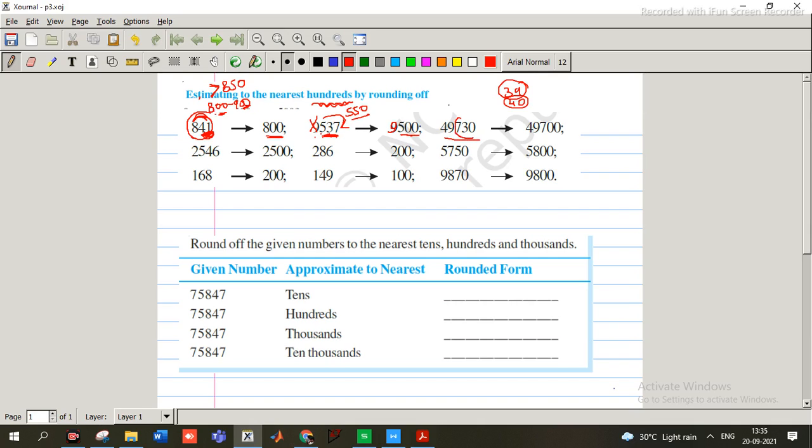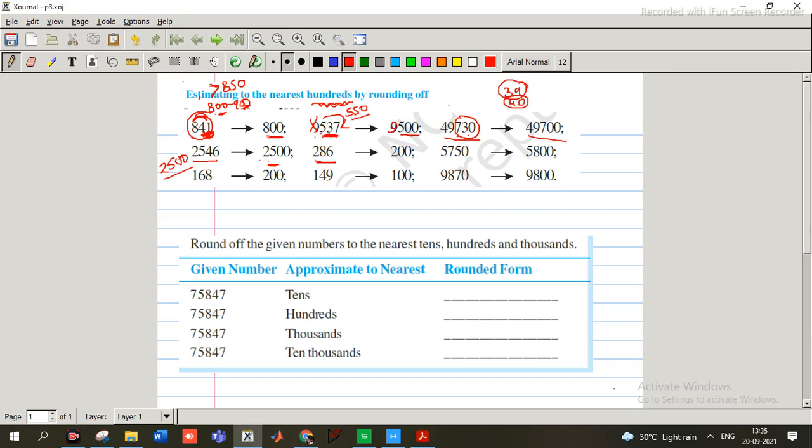49730, so I'll see the last 3 digits. 730, 750, it's less than 750, so I'll write it as 49700. If it's 2546, so as it is greater than 2500, definitely it will round off to 2500.